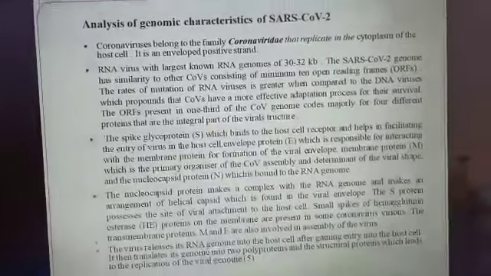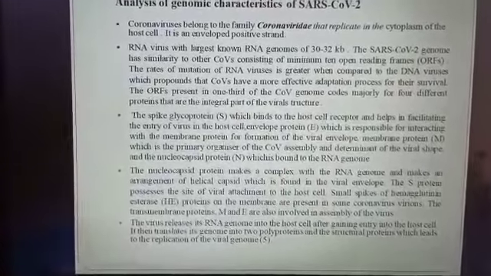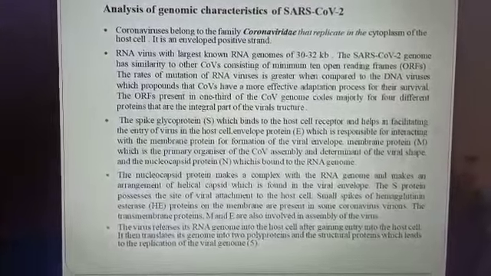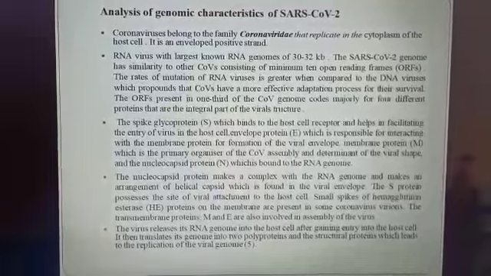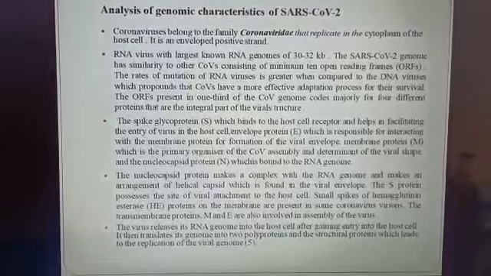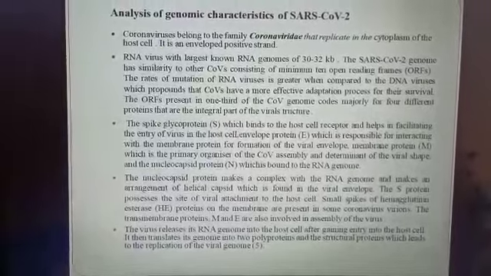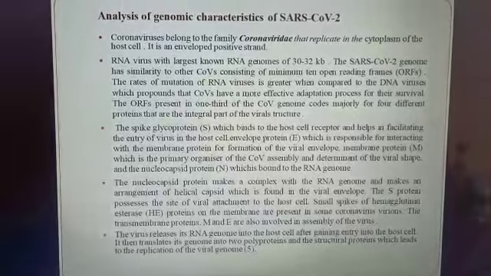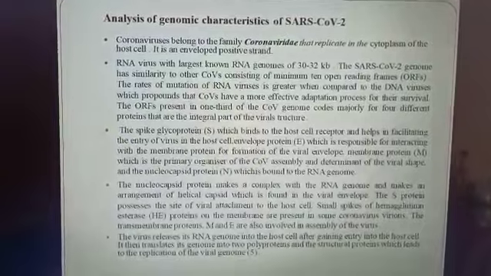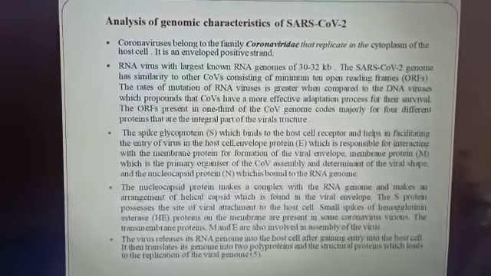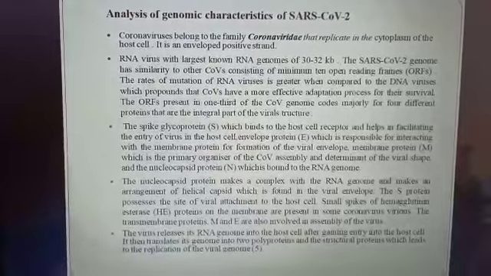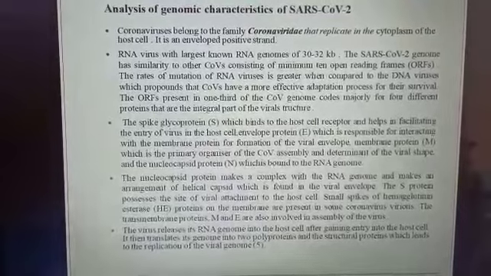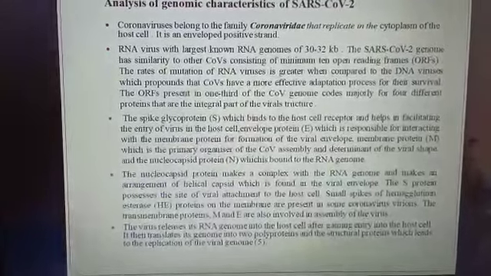So, in depth analysis of the genomic characteristics of SARS-CoV-2: coronavirus belongs to the family Coronaviridae that replicates in the cytoplasm of the host cell. It is an enveloped, positive strand RNA virus with the largest known RNA genome of 30 to 32 kb. The SARS-CoV-2 genome has similarity to other coronaviruses, consisting of a minimum of 10 open reading frames. The rate of mutation of RNA viruses is greater when compared to DNA viruses, which propounds that coronaviruses have a more effective adaptation process for their survival.